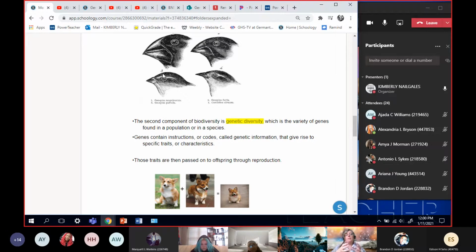All right, so what happened is this flock of finches during a hurricane must have been blown from the South American mainland out onto the Galapagos Islands. Now, the Galapagos Islands are a chain of islands. They were too small to fly back. They got out there and they got stuck.